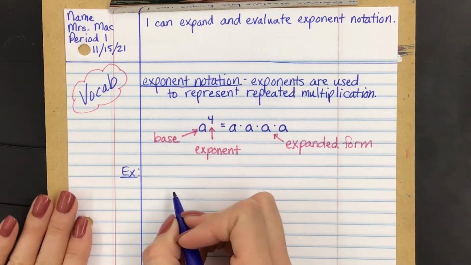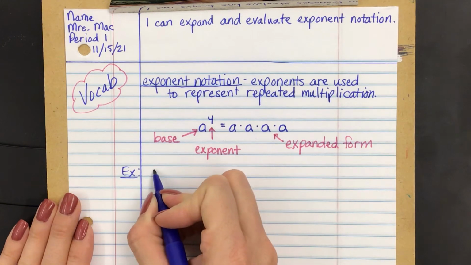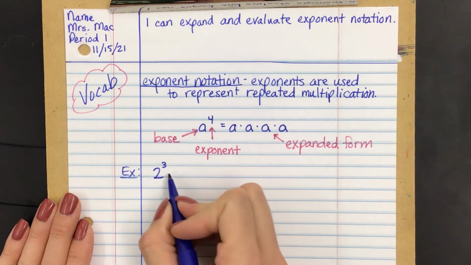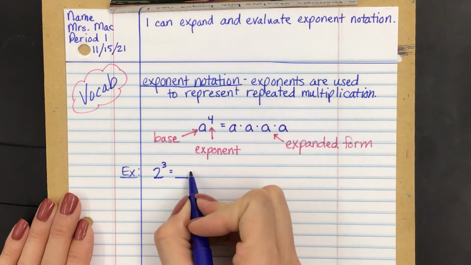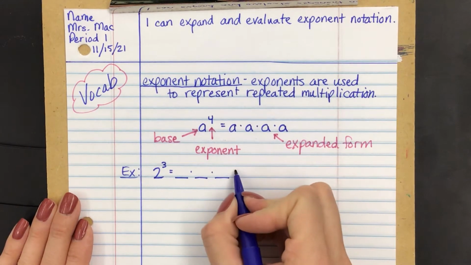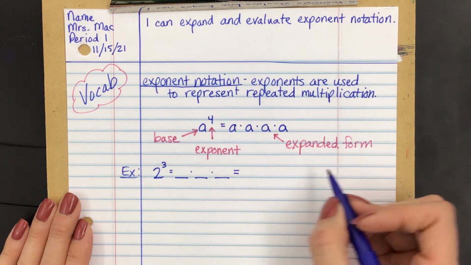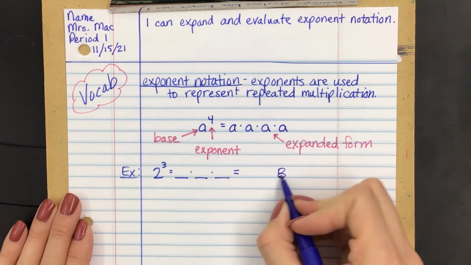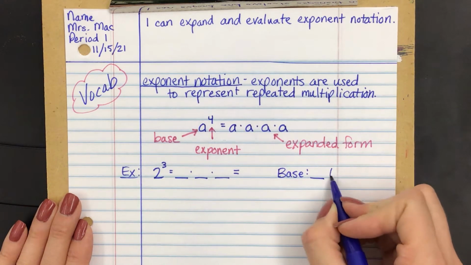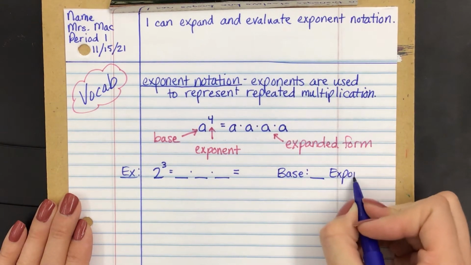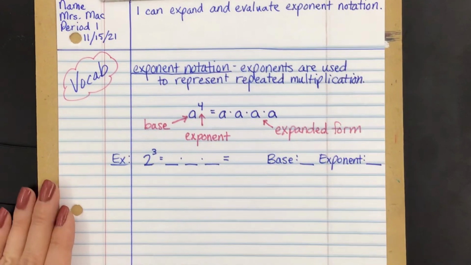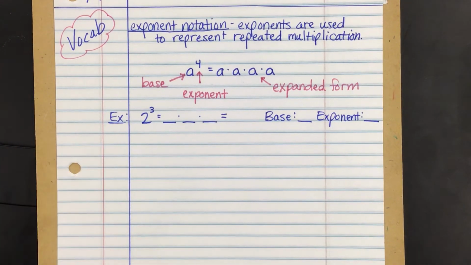So let's just take a look at a quick example here. We have 2 to the 3rd power. Go ahead and write this in expanded notation and then solve it. Then tell me what the base is and what the exponent is. Okay. Try that real quick.